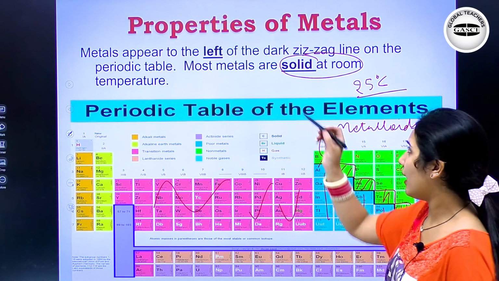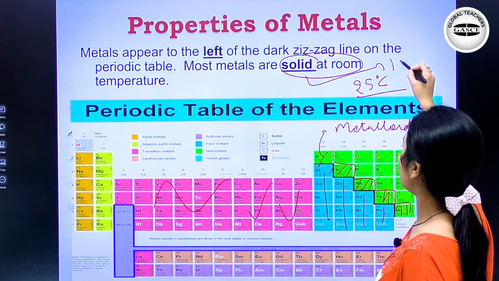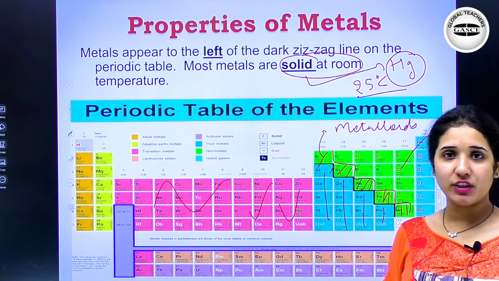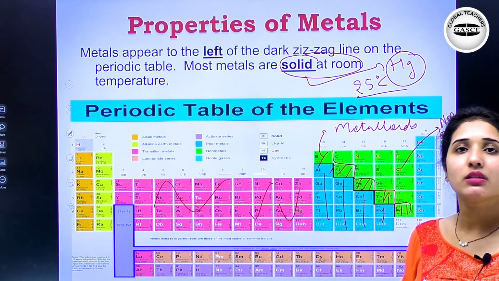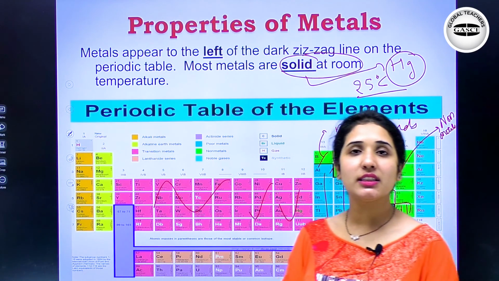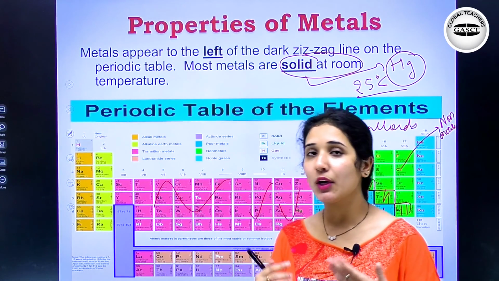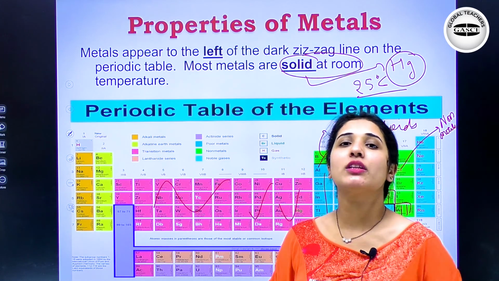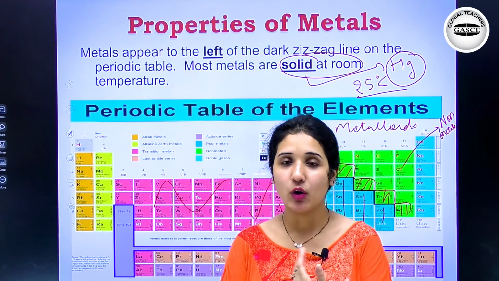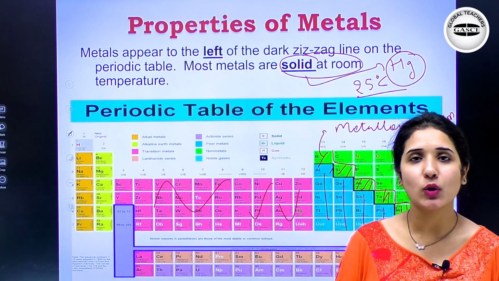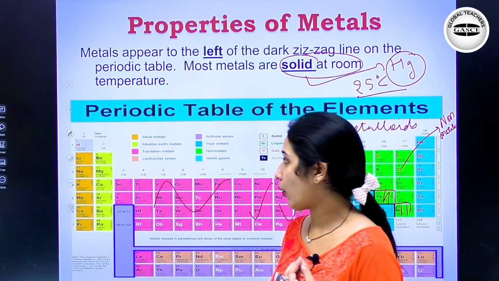There are certain exceptions. We can consider mercury, Hg, which is liquid at room temperature, like the mercury they use in thermometers. We can consider cesium and gallium as well. They are not liquid at room temperature, but if we keep them on our palm, they melt with the heat of our body. So they also have a very low melting point.